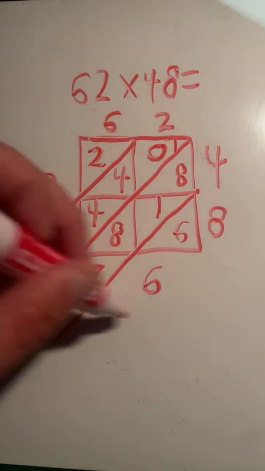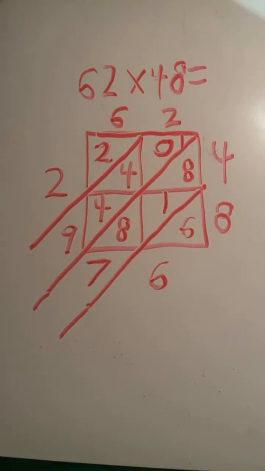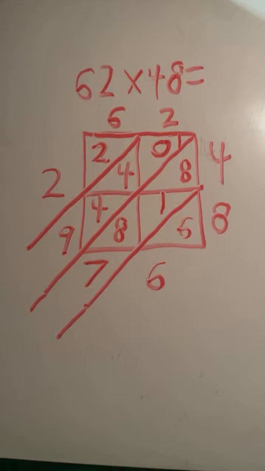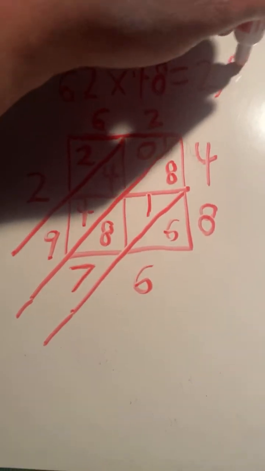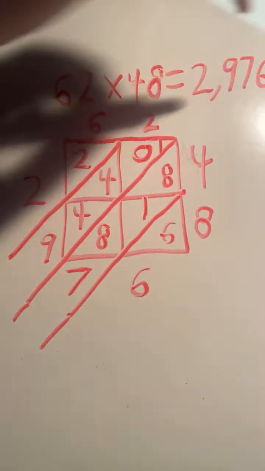Reading our number from left to right, we have 2,976. 62 times 48 equals 2,976.